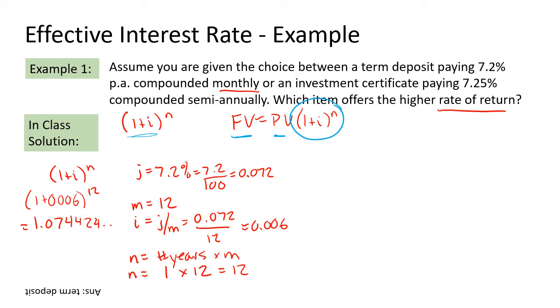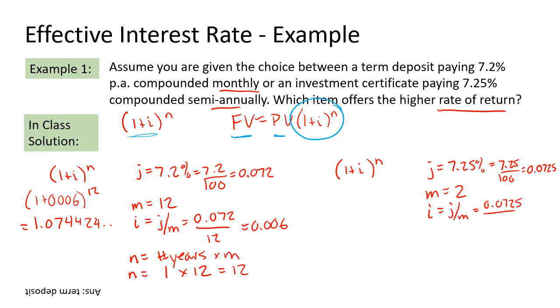So let's compare that to the second option, 7.25% per annum compounded semi-annually. Okay, so in your second option, again, I'll start with the equation, 1 plus I to the exponent n. J, your nominal interest rate, is 7.25%, which is equal to 7.25 divided by 100, removing the percentage sign, or 0.0725. In this case, it's compounded semi-annually, so your number of compounding periods per year, m, is 2.